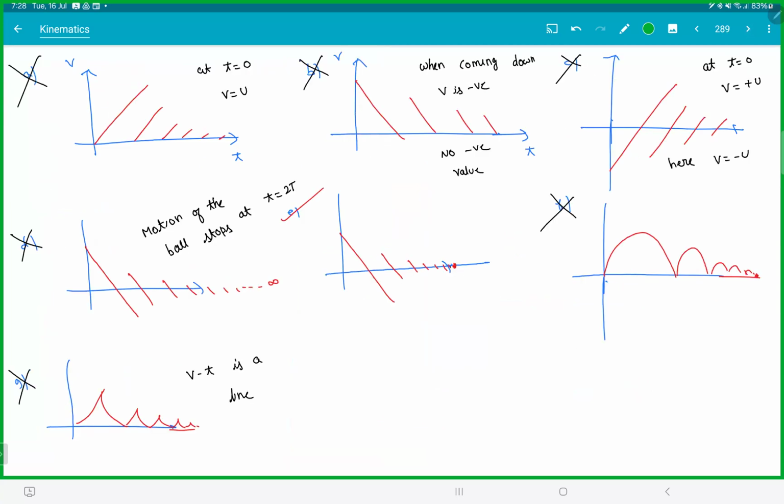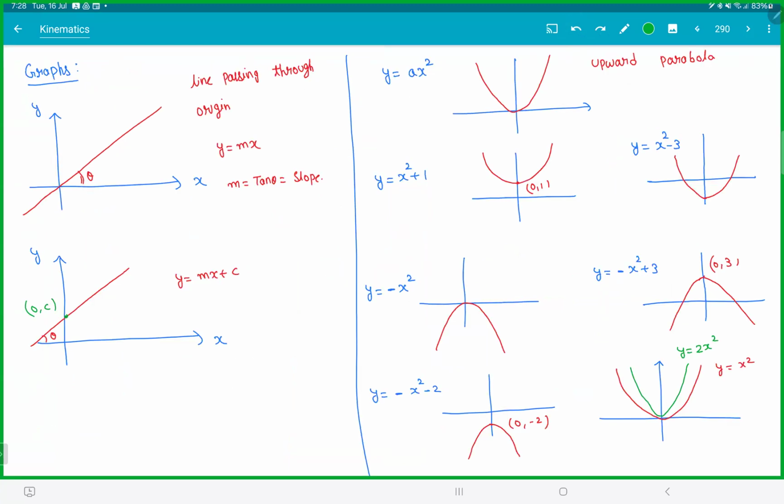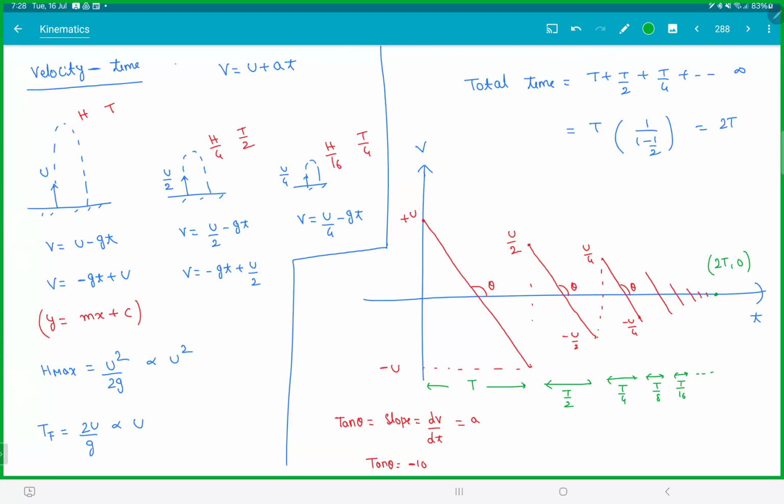So the biggest problem will come. Most people will figure out the shape, but they'll get stuck with that. The data point is the graph stops at 2t. Please have a look at this.